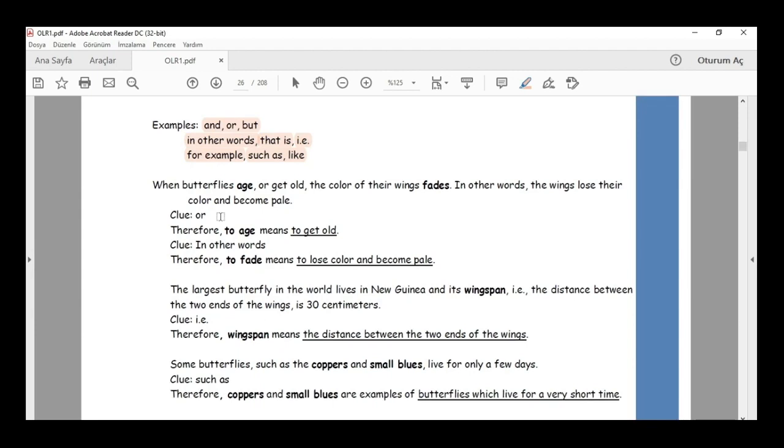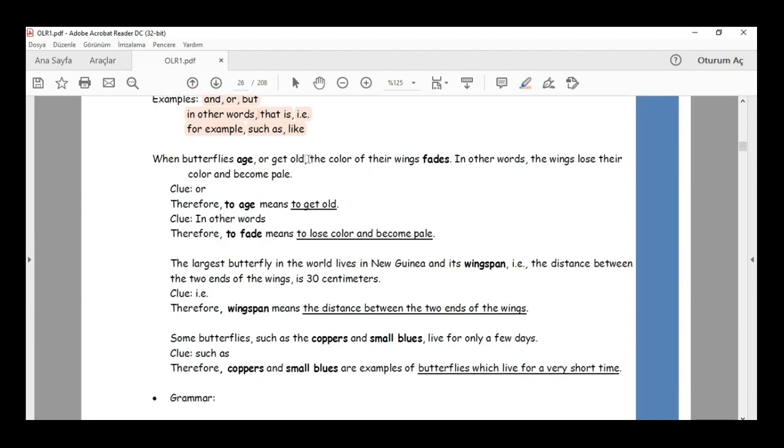When butterflies age or get old, the color of their wings fades. Look at the or get old here. Now, this doesn't mean that there is an alternative here, okay? This means that because it is between two commas and you have or get old, getting old and age mean the same thing, okay? So, because it is between two commas, that's important. Because it is between two commas and there is an or, this or means I am giving you the same meaning of this word, which is age, and it means get old.